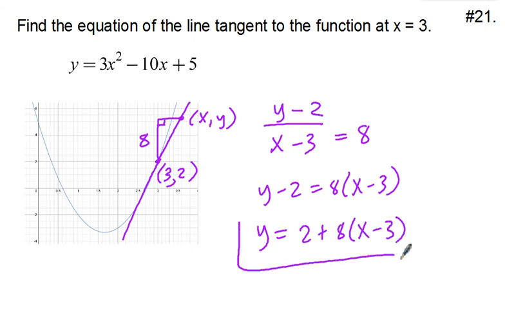And there's an equation for the line that's tangent to the graph at the point where x equals 3.